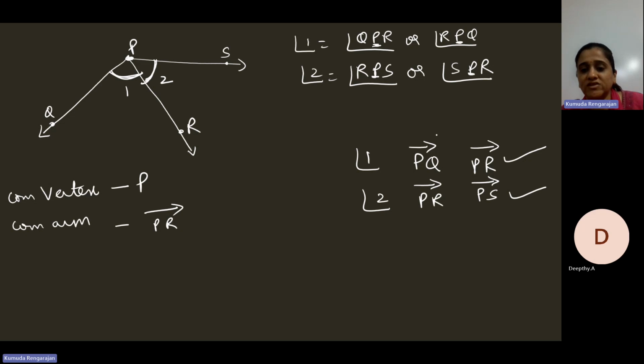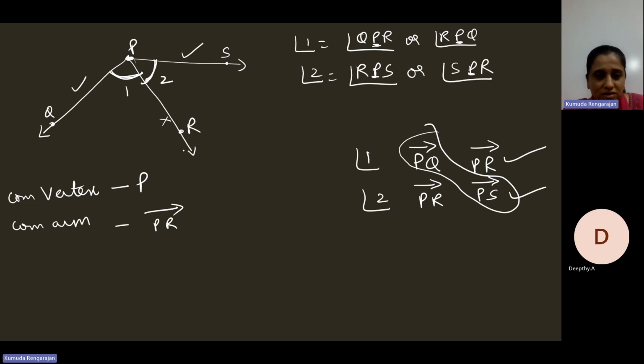Now, look at the non-common arms. PQ is here, PS is here, and the common arm is here. The non-common arms lie on opposite sides of the common arm. They don't lie on the same side. One is on this side, one is on the other side. So all three conditions are satisfied. Angle 1 and angle 2 are adjacent angles because they have a common vertex, a common arm, and their non-common arms lie on either side of the common arm.